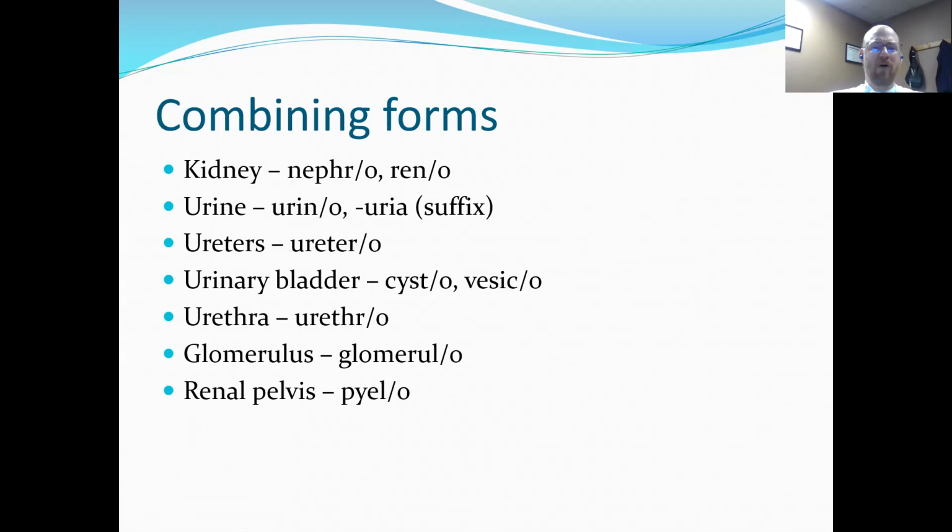So the renal pelvis is a structure at the base of the kidneys, and it can be the site of infection for a condition called pyelonephritis, which is inflammation of the renal pelvis. This is often a consequence of bladder infection.